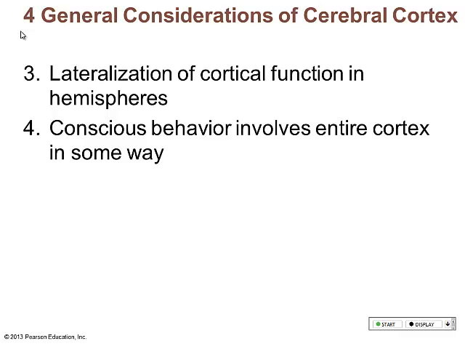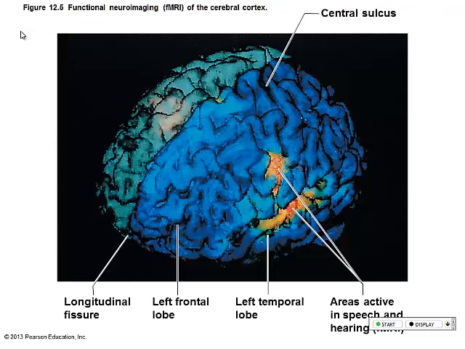So, cortical function is lateralized into the separate hemispheres. Conscious behavior is going to involve the entire cortex, and there is some filtering of information as well. This is functional neuroimaging, fMRI. What's an MRI? Magnetic resonance imaging of the cerebral cortex. And you can see all these different colors going on. And different colors are delineated by sometimes heat production in some of these different tests.